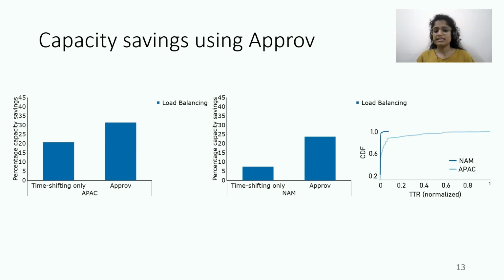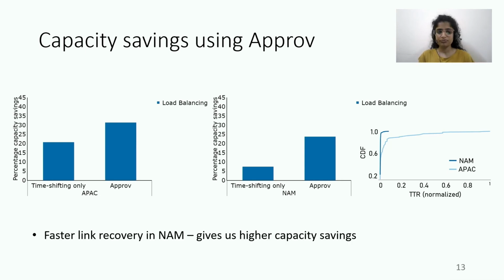And that is because, as it can be seen from the CDF of time to repair values for North America and Asia Pacific region, North America region links have lower TTRs as compared to the links in APAC region. And that is because North America has more LAN cables, whereas Asia Pacific region has more subsea cables, which take longer time to get repaired. Because of these low TTR values, we end up saving higher capacity. We end up saving more capacity in North America region, since we can potentially pause the deferrable traffic for that shorter duration of time and avoid provisioning redundancy for the deferrable demand.